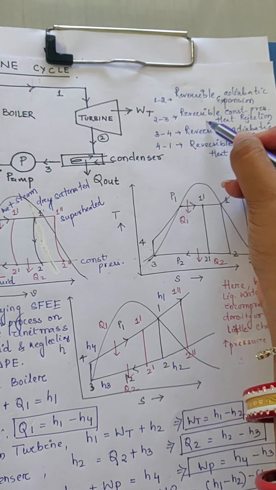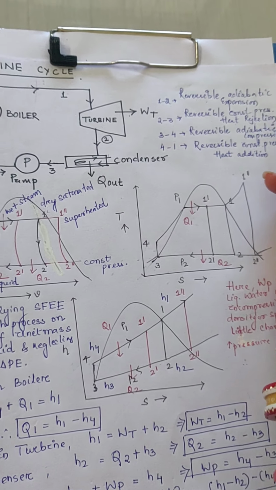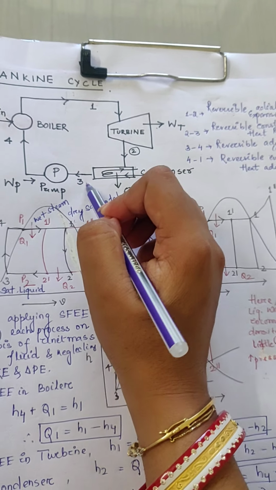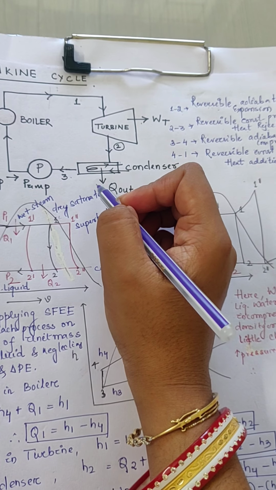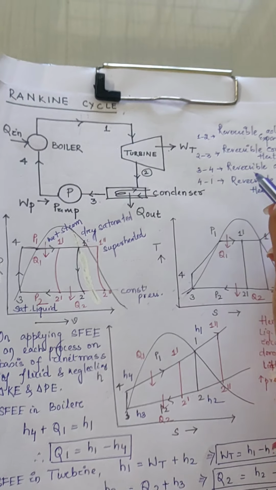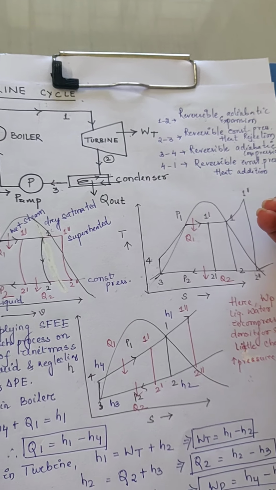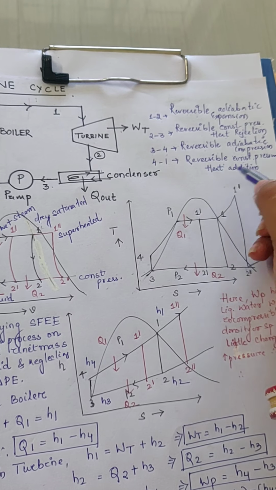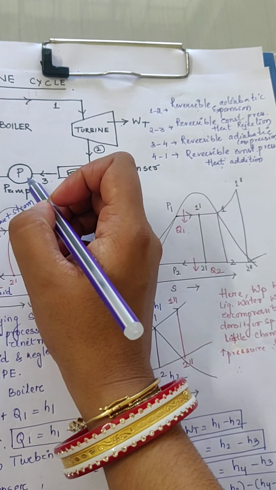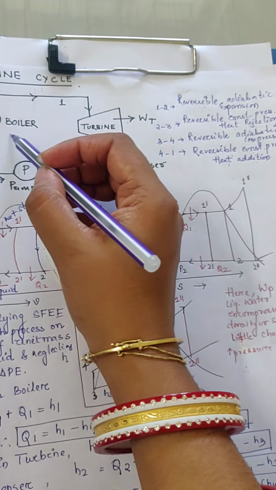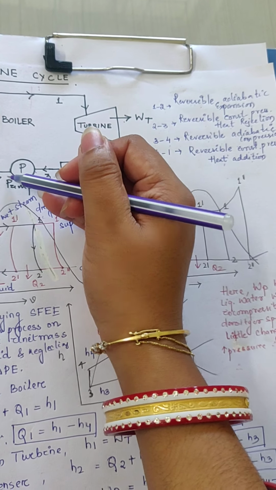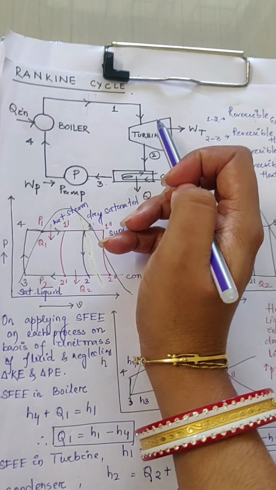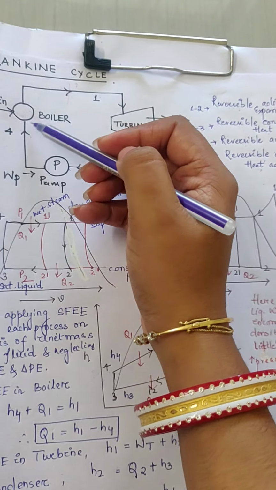Next, 2 to 3 is reversible constant pressure heat rejection. Here you can see that from 2 to 3 it is a constant pressure line having the heat rejection. Then 3 to 4 is reversible adiabatic compression, and 4 to 1 is reversible constant pressure heat addition. 3 to 4, from pump to boiler, is a reversible adiabatic compression, and 4 to 1 is again reversible constant pressure heat addition, because 4 to 1 is at constant pressure.